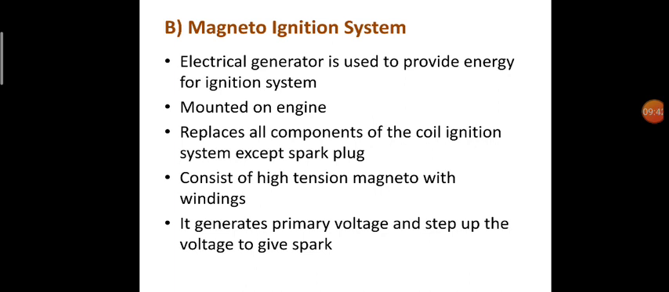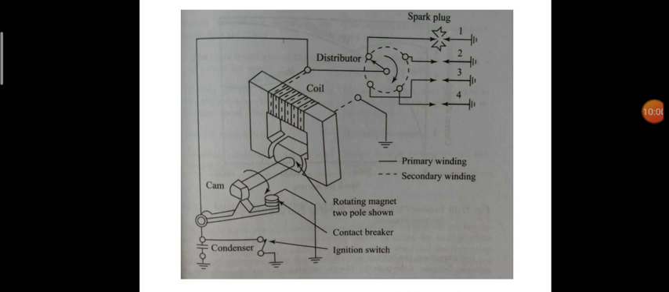It consists of a high tension magneto with winding to generate the primary voltage as well as to step up the voltage. Due to the use of a magneto, a separate coil is not required to boost up the voltage required to operate the spark plug. This is the schematic diagram of the magneto ignition system. Magneto is a rotating magnet type. In this magneto type, the magnet revolves and the windings are kept stationary.